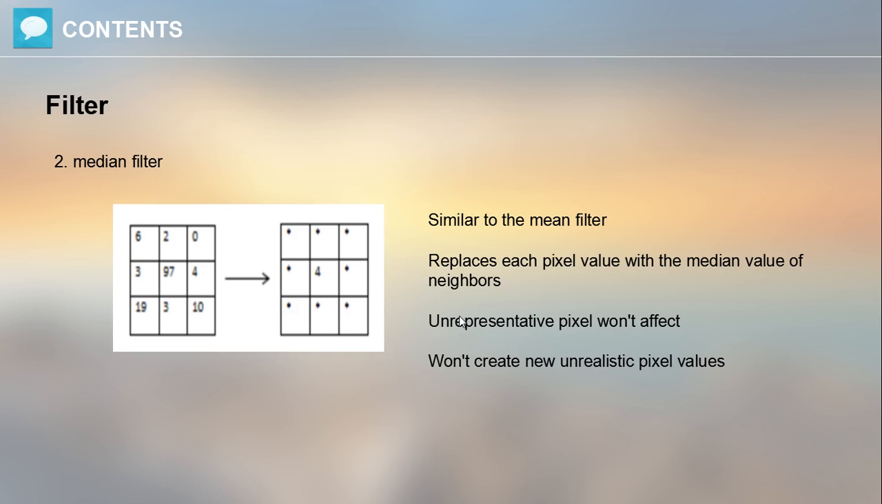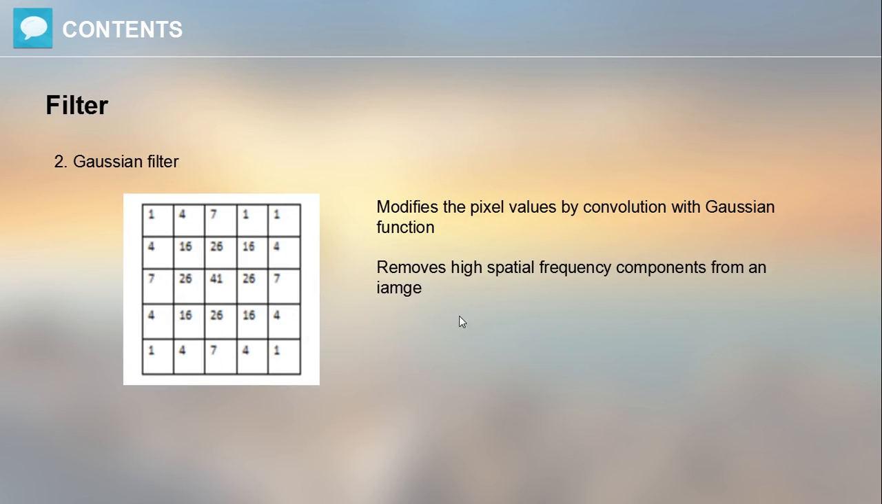So we tried another kind of filter, which is the Gaussian filter. The Gaussian filter modifies the pixel value by convolution with a Gaussian function. We can see that the values in these little cubes are in a Gaussian distribution, and it removes high spatial frequency components from an image. So it is good enough for us to do the pre-processing of an image before the watershed segment.